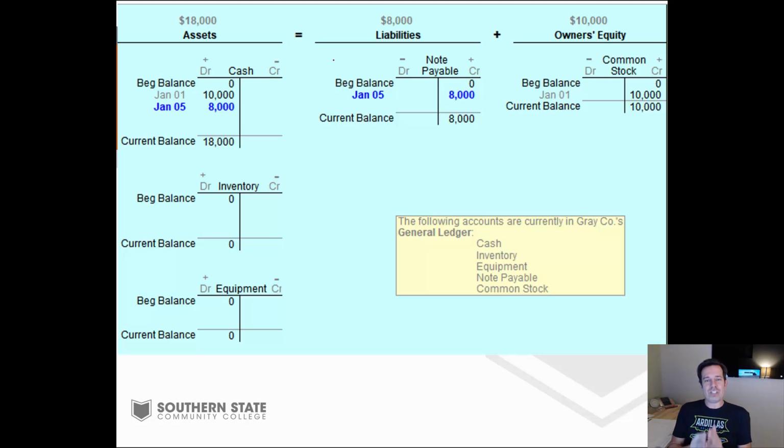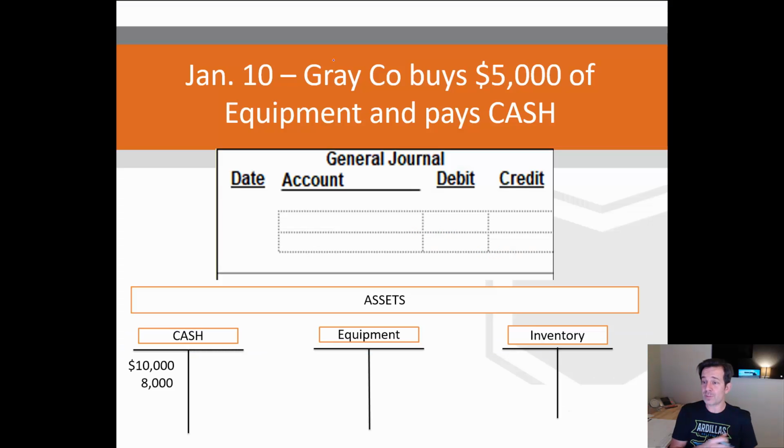There's our updated general ledger with all the accounts on it. Straight out of a Solid Footing Excel spreadsheet. We move forward. January 10 rolls around. We go out and we take some of that money that has been invested into the company and loaned to the company, and we buy equipment. Great company buys $5,000 worth of equipment. Pays cash for it.